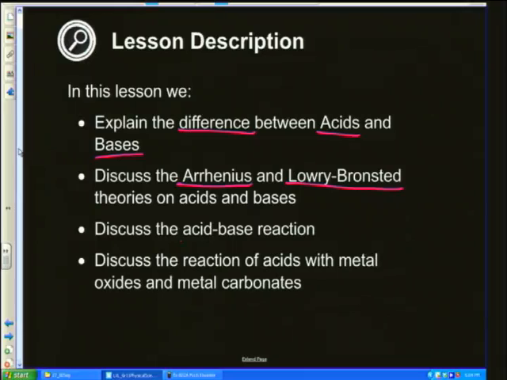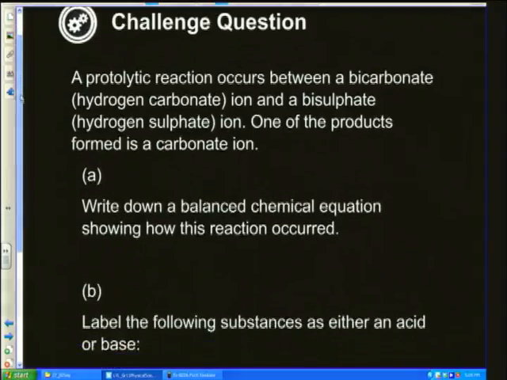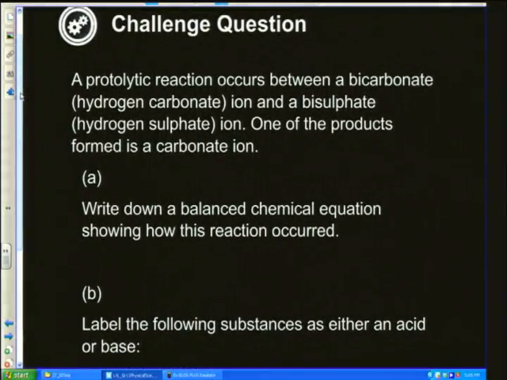We will also discuss, at greater length, the acid-base reactions. And lastly, we will be discussing the reaction of acids with metals, or specifically with metal oxides, and also metal carbonates. So that's what we want to achieve in this lesson. Now quickly, let's have a look at the theory on acids and bases. But before then, of course, your challenge question. What is the challenge question today?